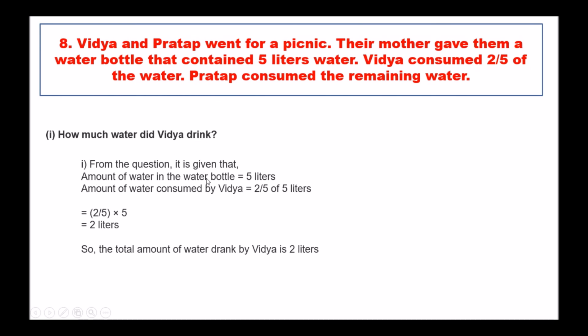So amount of water in the water bottle is 5 liter. Vidya consumed 2 upon 5 of 5 liter. That is 2 upon 5 into 5. That is 2 liters. So the total amount of water drank by Vidya is 2 liters.